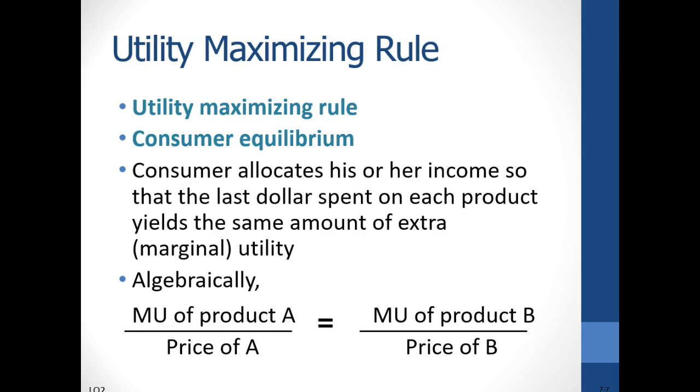When using the utility maximizing rule, it's important to express the marginal utility of the good as marginal utility per dollar spent, since the two goods probably have different prices. Therefore, we can't just compare utilities, otherwise it's like comparing apples to oranges. So we have to find the marginal utility per dollar by dividing the marginal utility of the good by the price. And that's the formula. Marginal utility of product A over the price of A should be equal to the marginal utility of product B divided by the price of B.